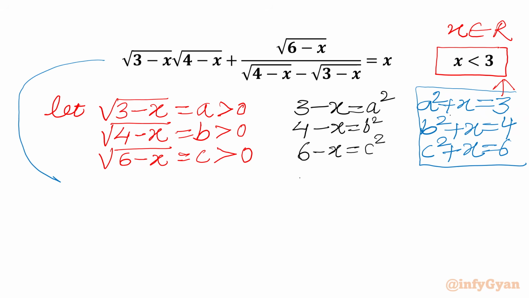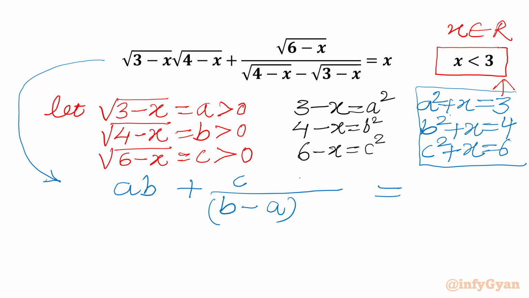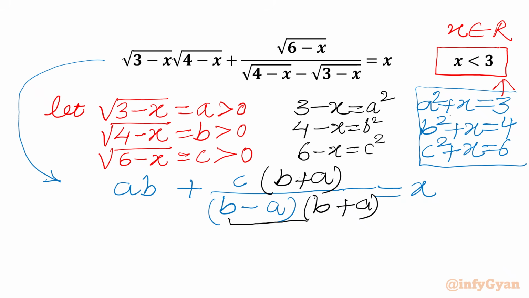Now we can write our equation in a, b and c. So the equation will become ab plus c over b minus a equal to x. Now we are going to multiply numerator and denominator by b plus a. We'll multiply the numerator by b plus a also. Now the denominator becomes b minus a times b plus a.